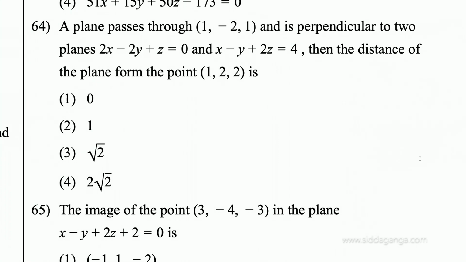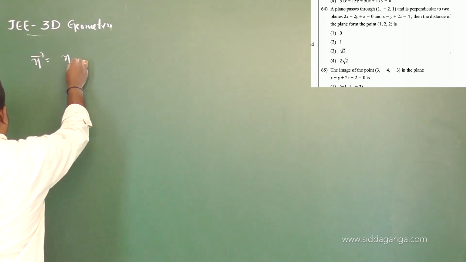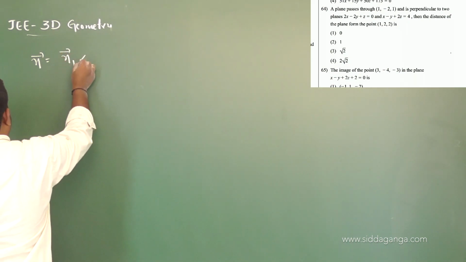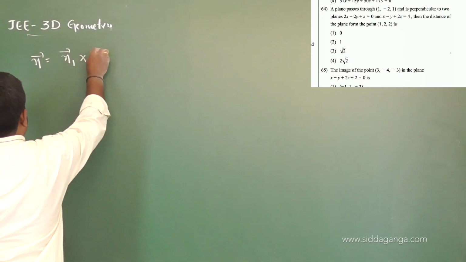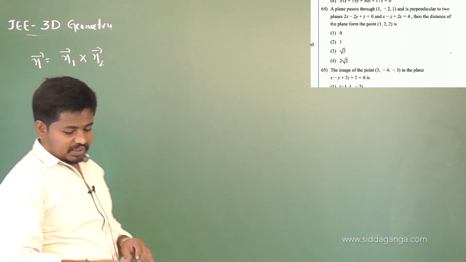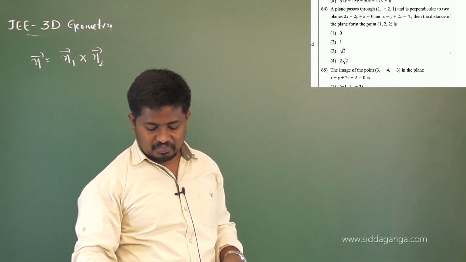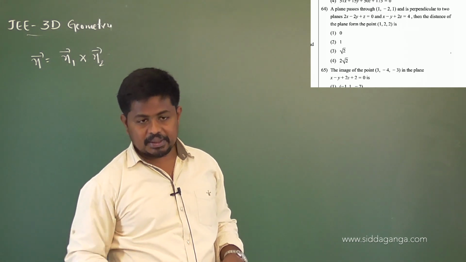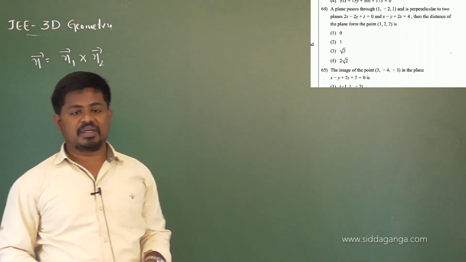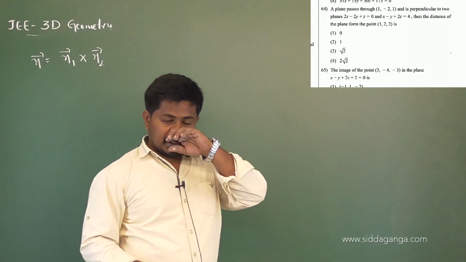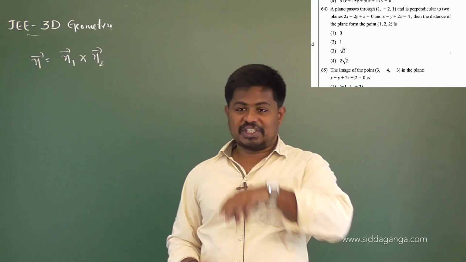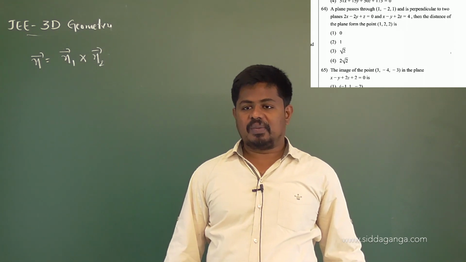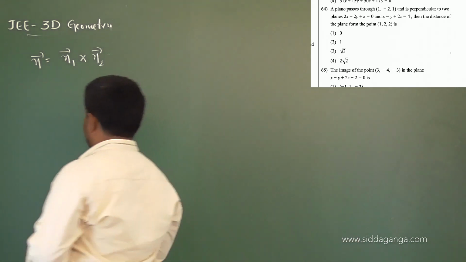Let me take the normal of the required plane as n, which is perpendicular to both the planes. Hence the required normal is n1 cross n2, since the required plane is perpendicular to both the given planes, where n1 is the normal for the first plane and n2 is the normal for the second plane. So let me find this first.